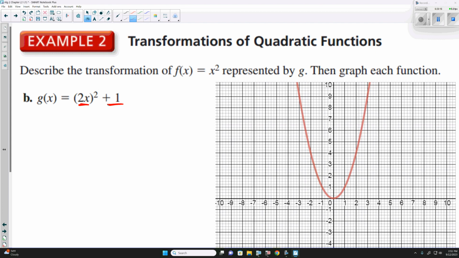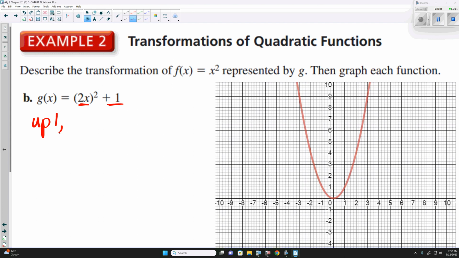Yes. Inside parentheses is left and right. Outside is up and down. Up and down is exactly like we think it should be. So +1 should be moving up 1.